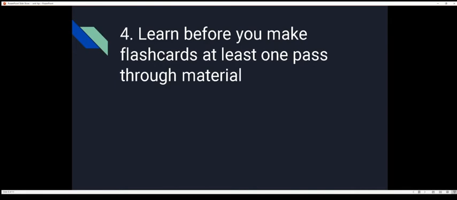So you want to do at least one pass of the material. When you say one pass, like read the book first? Read the book, watch videos on it, do something. Don't just make a random flashcard on calcium channel blockers treating hypertension. That means nothing to you if you're looking at that. Yeah, I've actually made that mistake.